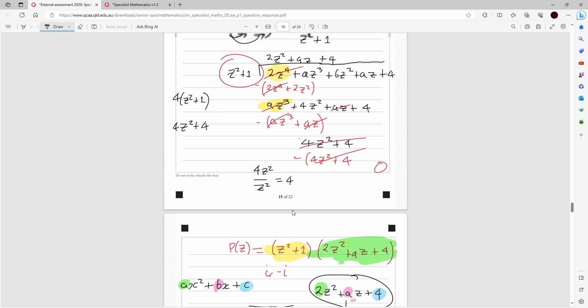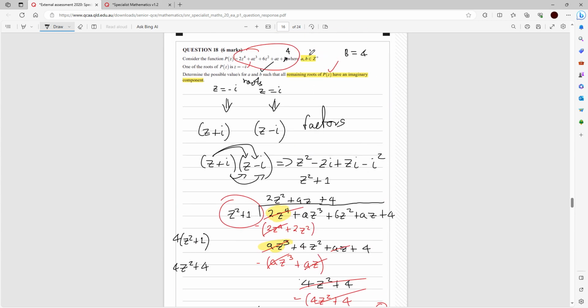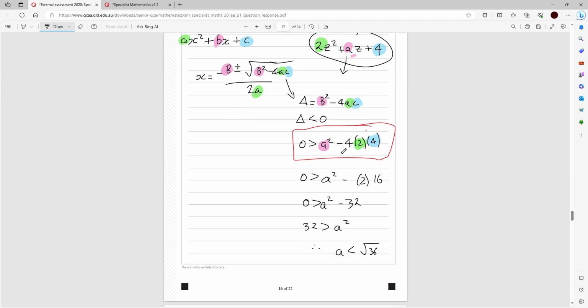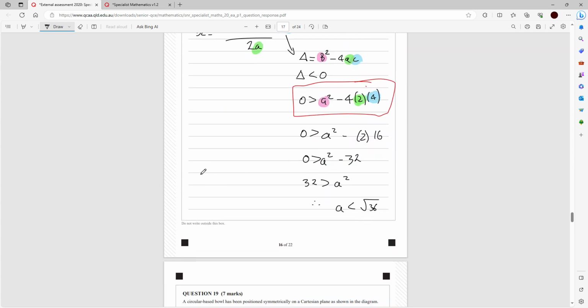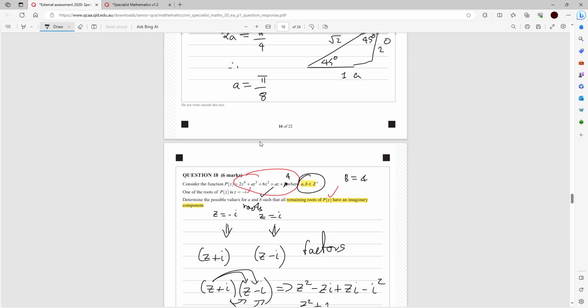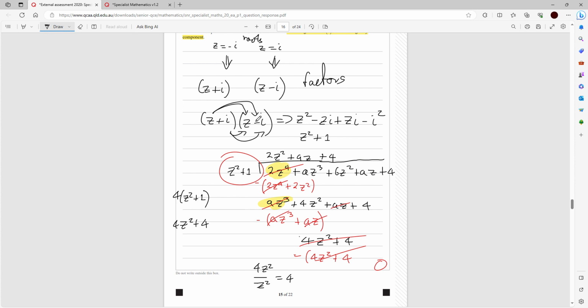Now, A was defined as integers, so that means A can be 1, 2, 3, 4, or 5, but it can't be 6 because A needs to be less than 6. So these are all the other solutions for A. So A can be these guys and B is 4. And that is the answer to this question here. There was much more working that I rubbed out here, but I just ran out of room.